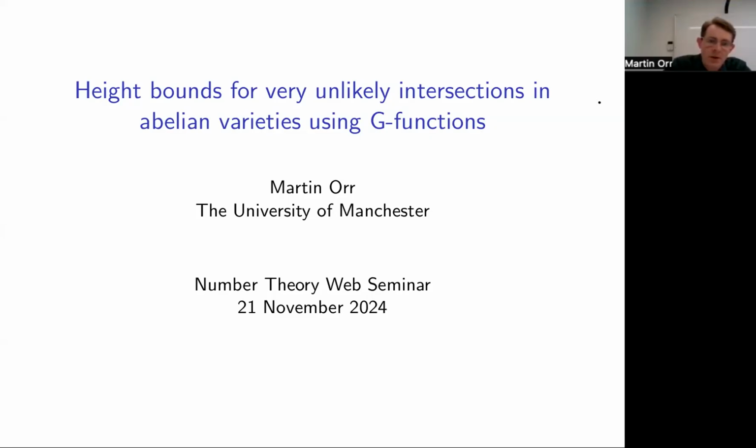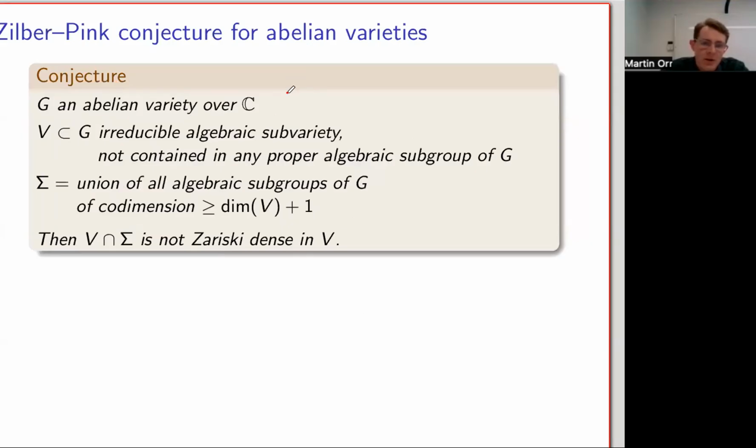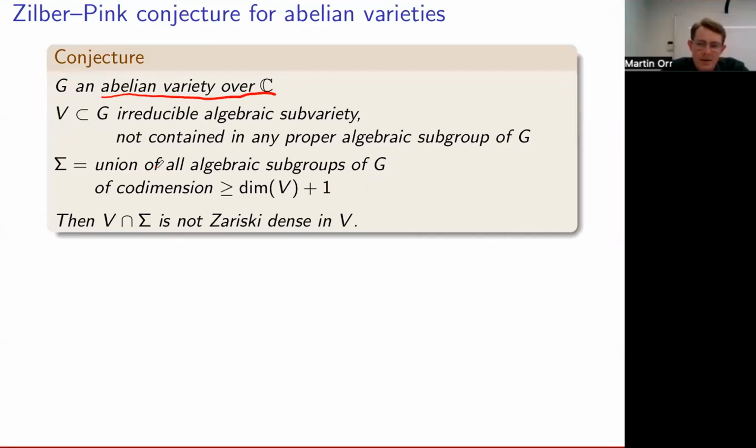I've got some abelian variety over the complex numbers, and I've got an irreducible subvariety V in that abelian variety, which I put this condition is not contained in any proper subgroup of G. So the way that I think about this condition is if V was contained in a proper subgroup, then I should use that subgroup as my G instead. I've sort of taken the wrong G if V was contained in some subgroup.